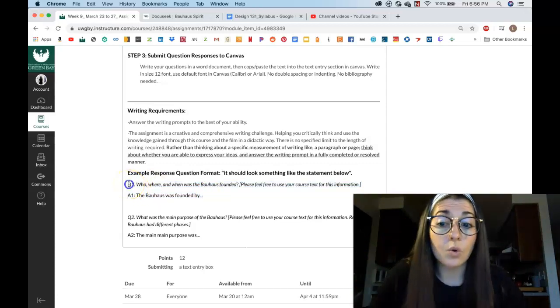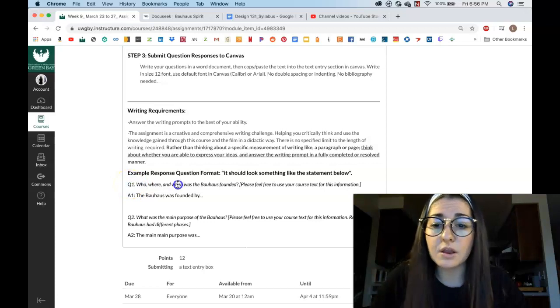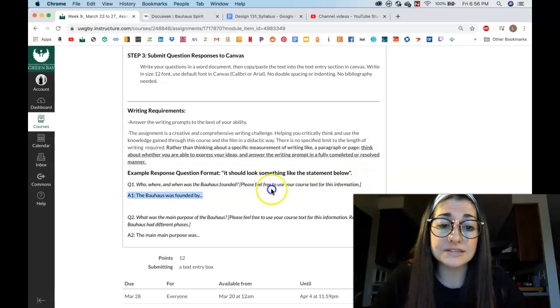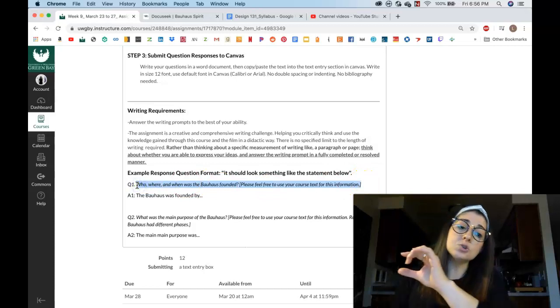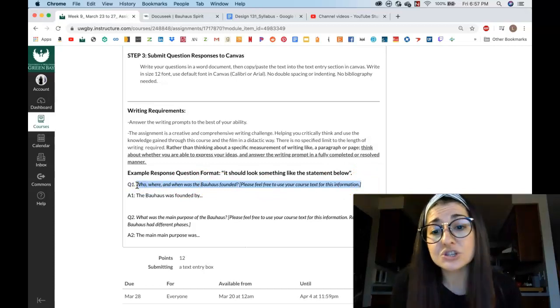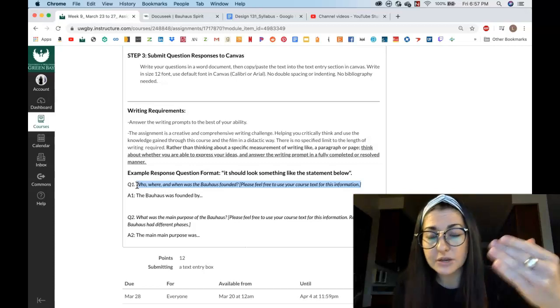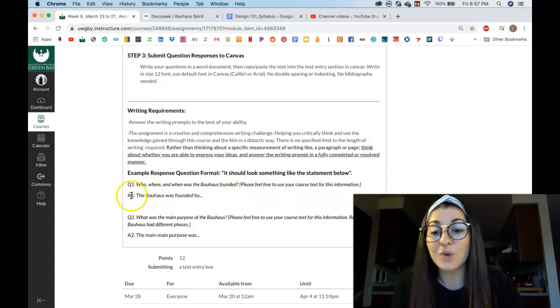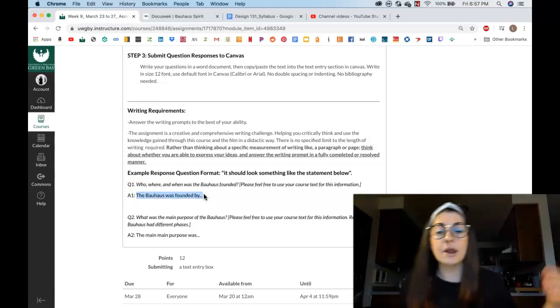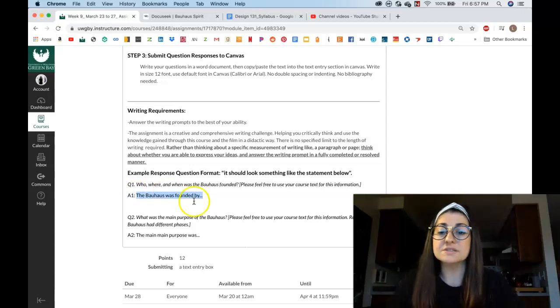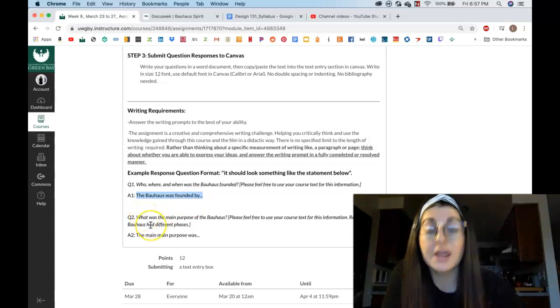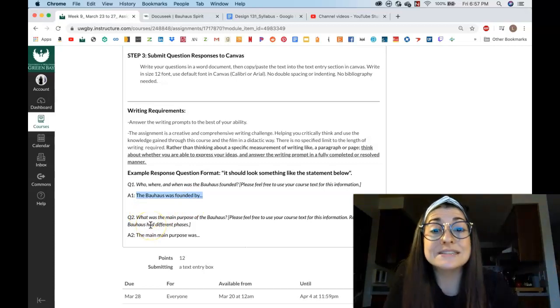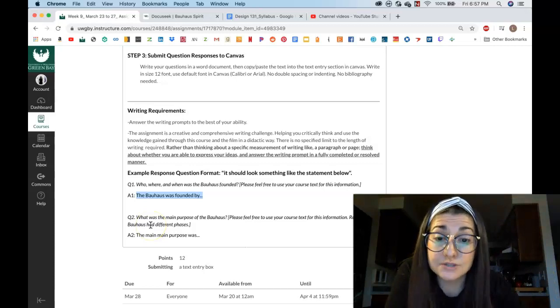So question 1 or Q1 period, and then the question is listed here in its entirety. You can also see too, I have italicized the question so it registers visually different than your answer below it. Simply just push space bar, there we go, A1 or answer 1, the Bauhaus was founded by ... then you would answer it, right? Then double space, move on to your second question. That format is then going to be repeated for the entirety of all 7 questions, okay?